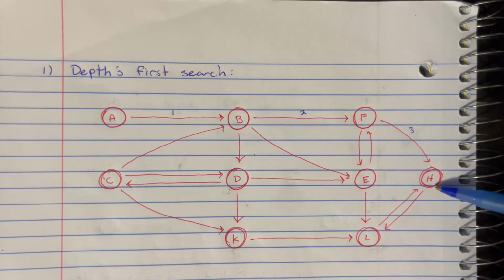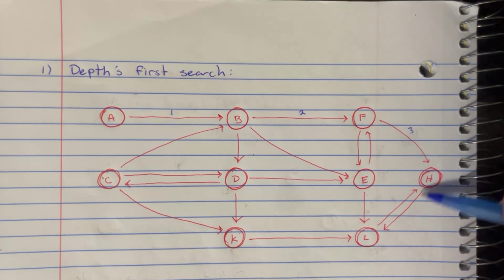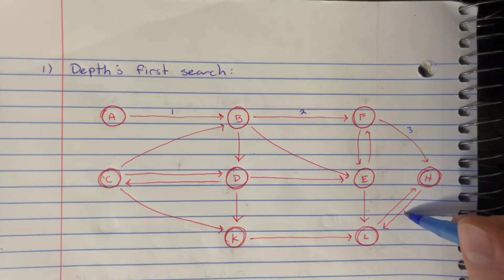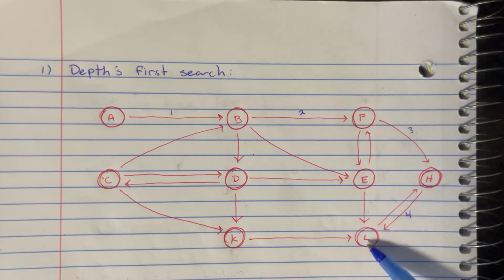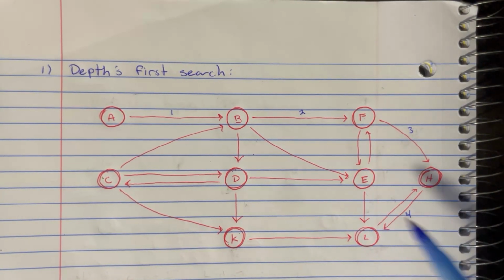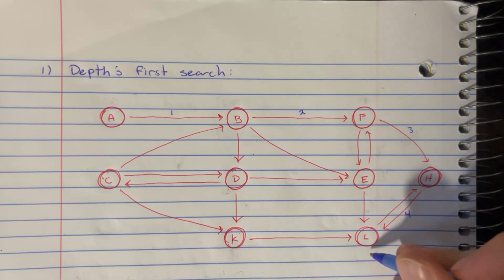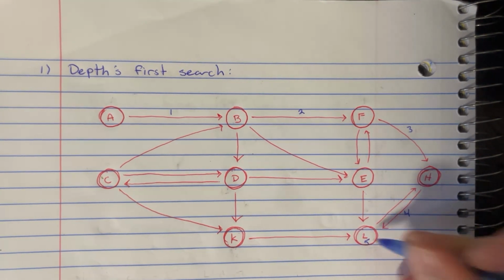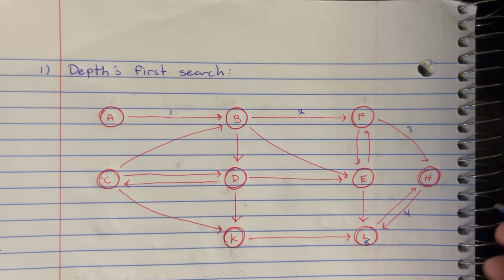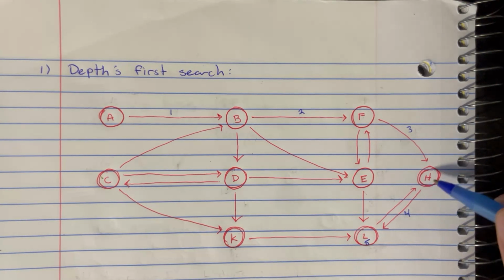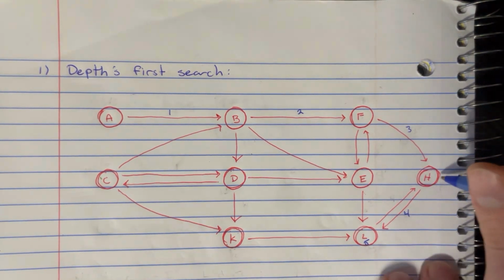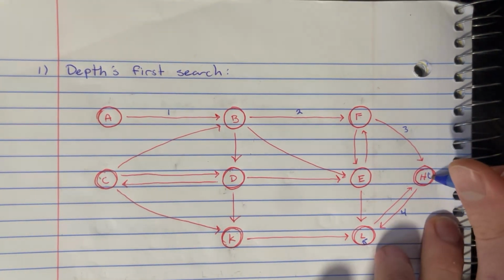And from H, we can go to L. That is basically our only move, so we're going to go to 4. Now from L, there's no way to go anywhere, so our node has a finishing time of 5. Then we're going to go back. H has nowhere else to go, so H has a finishing time of 6.